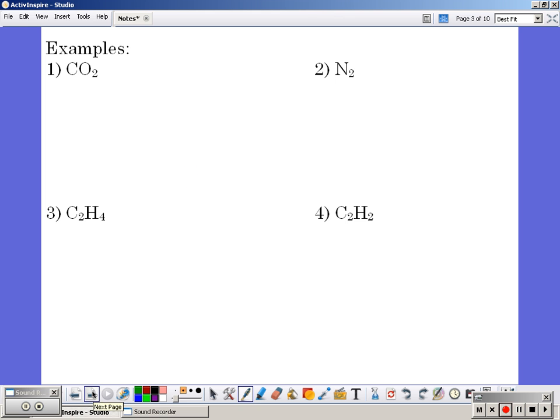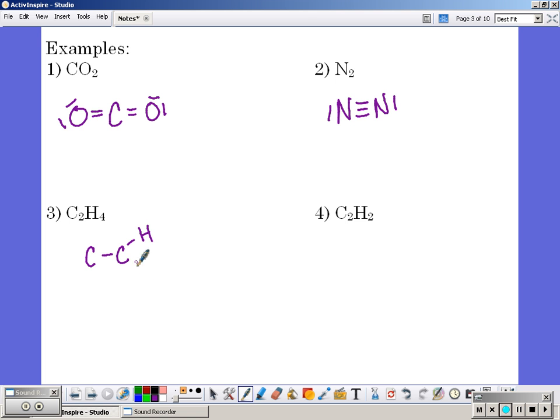So if we were to look at these 4 examples, CO2, we would have carbon in the middle, double bonded to our oxygen, and then our oxygen would have lone pairs. Nitrogen, the diatomic, is a triple bond. C2H4, we would have carbon with 4 hydrogens evenly distributed, which means our carbon has a double bond. C2H2, we would have our carbons and 2 hydrogens evenly distributed, so our carbons are triple bonded.